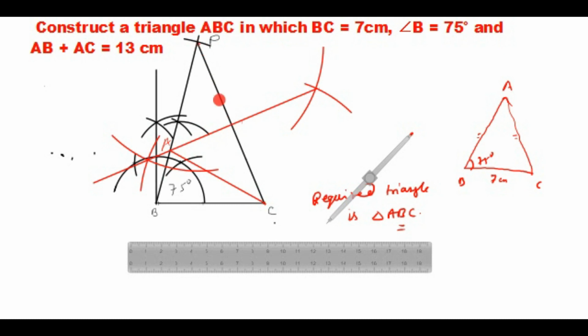So by SAS criteria, these two triangles are congruent, and if these two triangles are congruent, all the corresponding sides are equal. So AP will be equal to AC, and we have taken from here to here as 13 centimeters. This part is equal to this part, so this part plus this part is 13. Therefore this part plus this part is also 13, because this is equal to this. Hence this gives you the proper construction. Okay, I hope you understood.